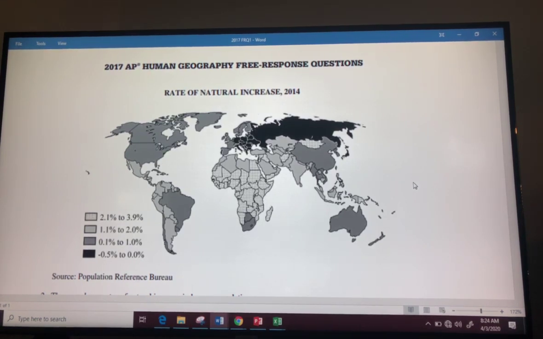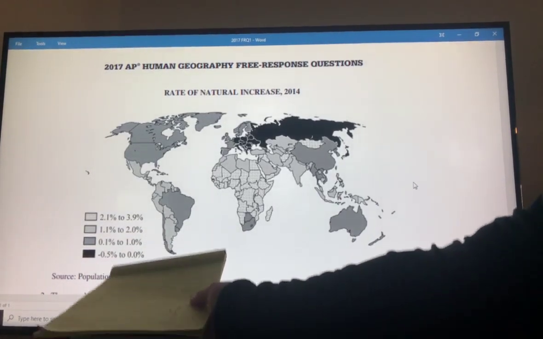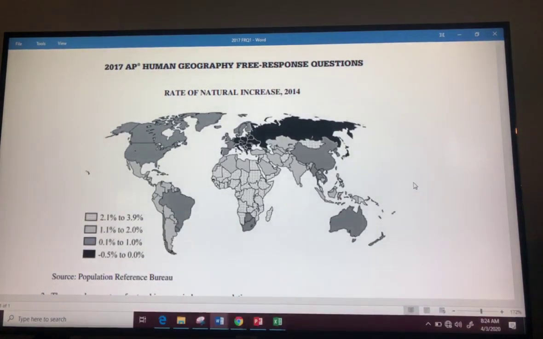2017, right away when you see this FRQ, you guys are supposed to do this a few days ago. If you haven't yet, you need to do it and then come back and watch this. Rates of natural increase in 2014. This is a choropleth map shaded in colors. And they give you the natural increase rates, which if you look down here, you know what that converts to.